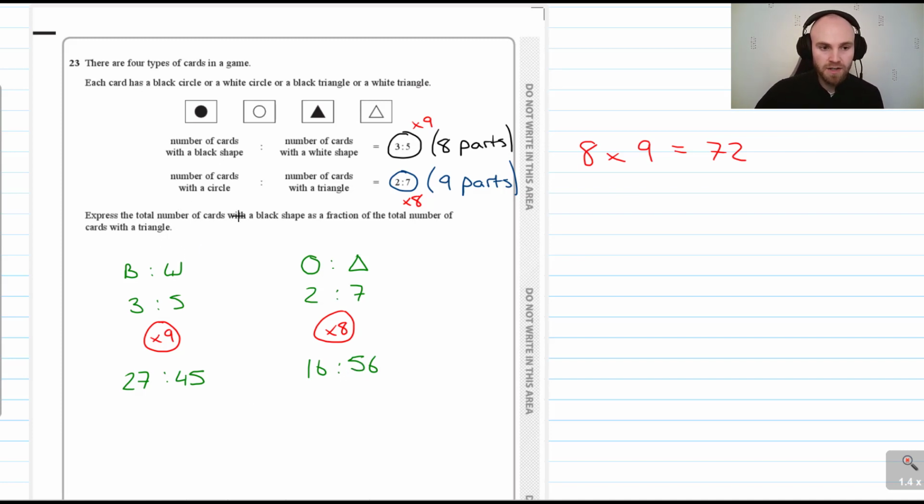So express the total number of cards with a black shape as a fraction of the total number of cards with a triangle. Well, 27 out of 72 are black, and 56 out of 72 are triangular. So therefore, black to triangle is going to equal 27 over 56.